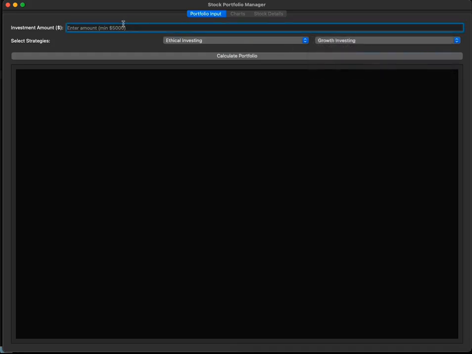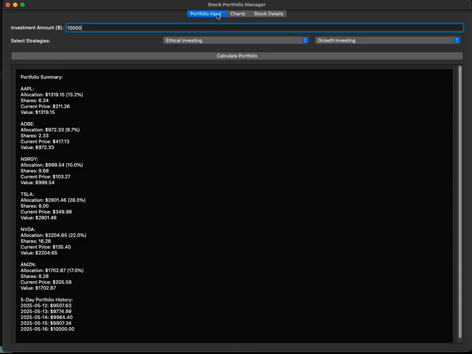Test Case 1: Ethical plus Growth Investing, $10,000. In this test case, we invested $10,000 using a blended strategy of ethical and growth investing. The app correctly allocated funds across 6 stocks, AAPL, ADBE, NSRGY, TSLA, NVDA, and Amazon, based on risk-adjusted metrics. Share calculations were accurate, and value totals matched.